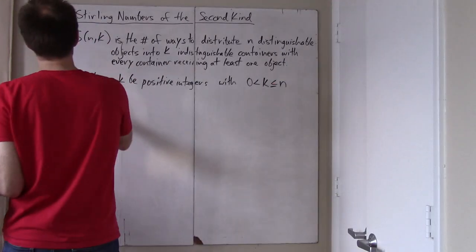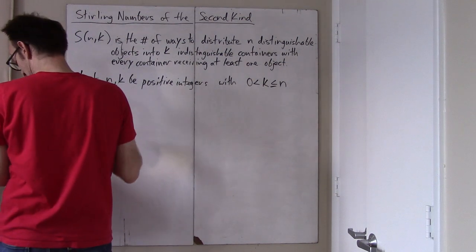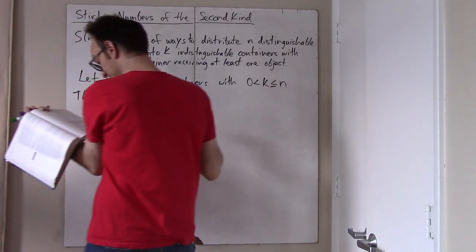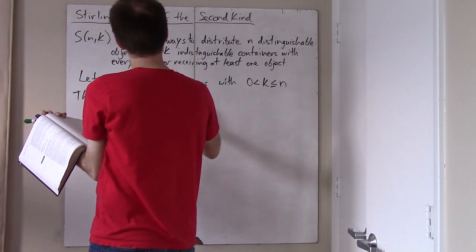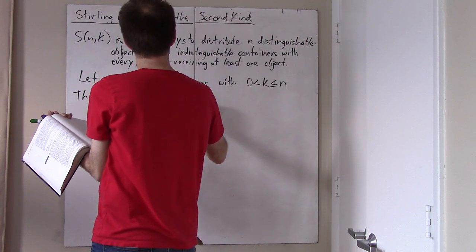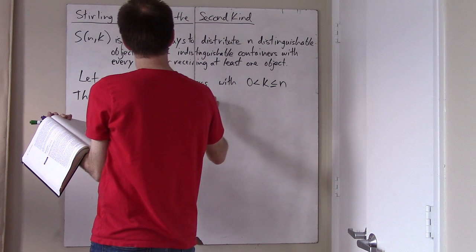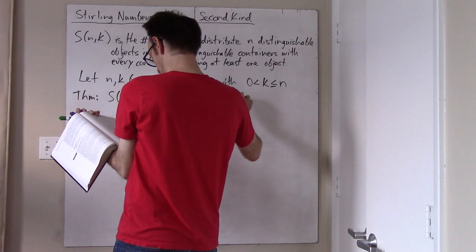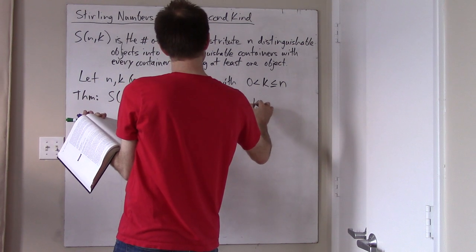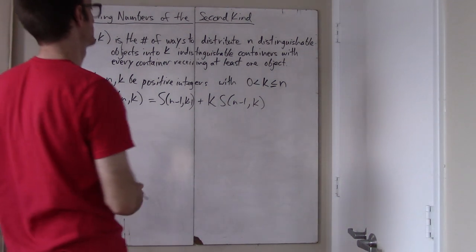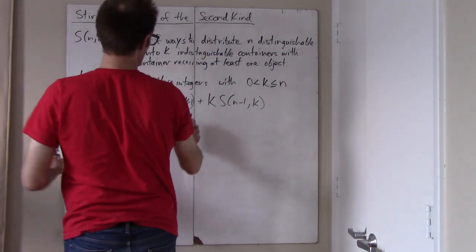Then, here's the theorem. The theorem is that S(n,k) is S(n-1,k-1) plus k times S(n-1,k). Okay, I pretty much know this, I think. Just put this down. A couple more maybe things to say. First of all, I just want this to be totally clear.